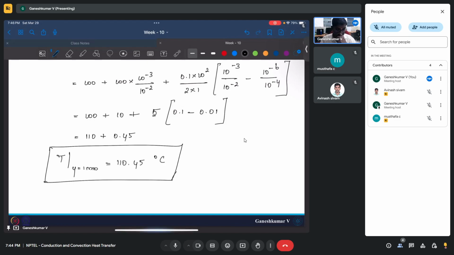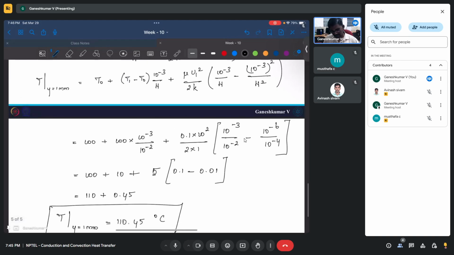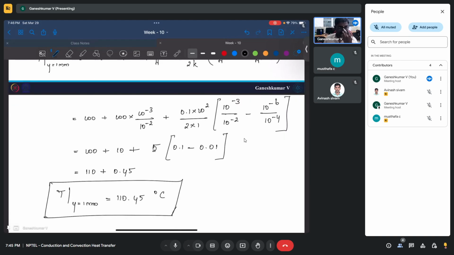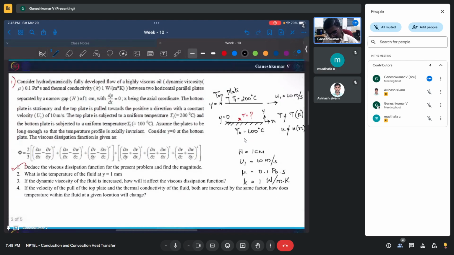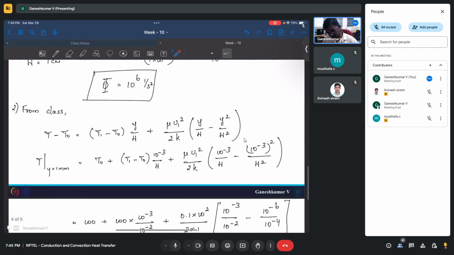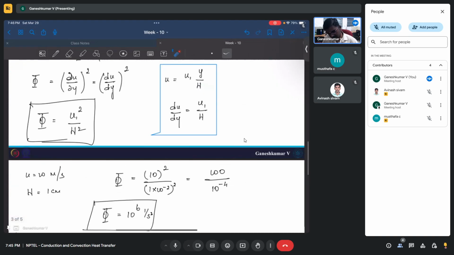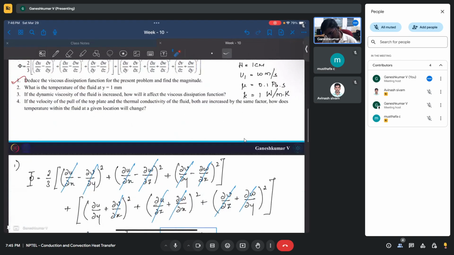Because of viscous dissipation, the temperature is slightly higher. Ideally, it will be simply 110 degrees Celsius. So what I'm trying to say is it's a linear profile. Ideally, it will be a linear profile from 100 to 200, but because of viscous dissipation, the temperature is a little bit larger, so it's going to be something like this. Okay. So at 1 mm, this is 110.45 degrees Celsius.